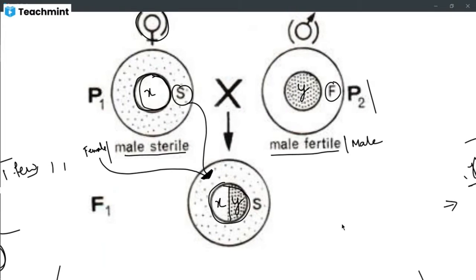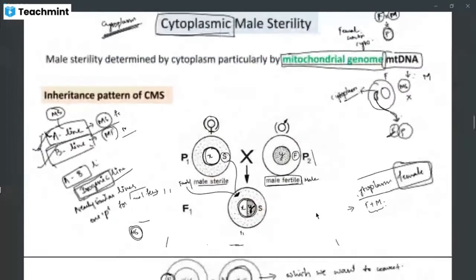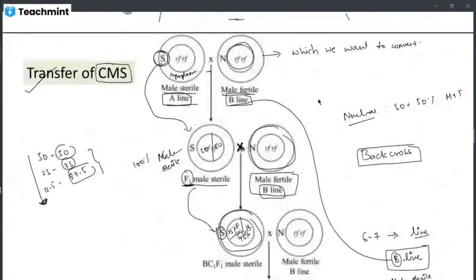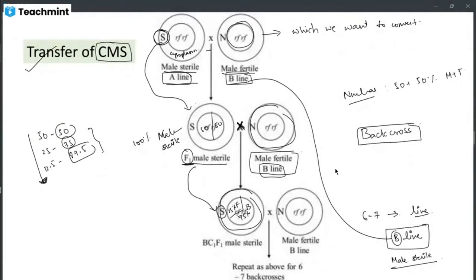So when you again cross this F1 with this male fertile line, which is known as your back cross, what happens? The male genome increases, right? It again increases by half. You just see here, first it will be 50 and 50%, female 50 and male 50.